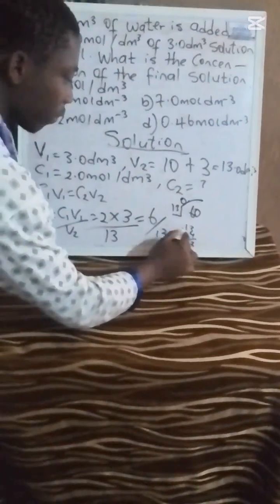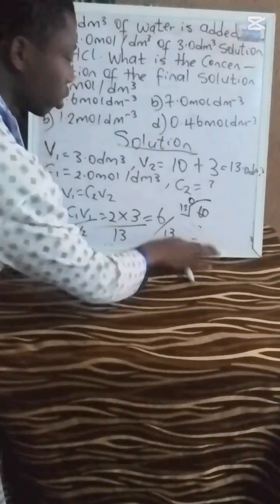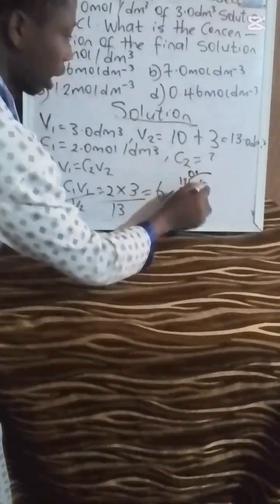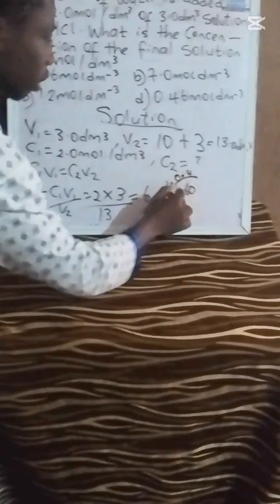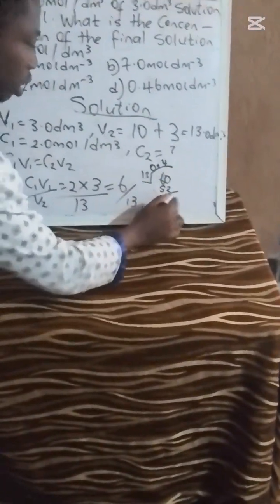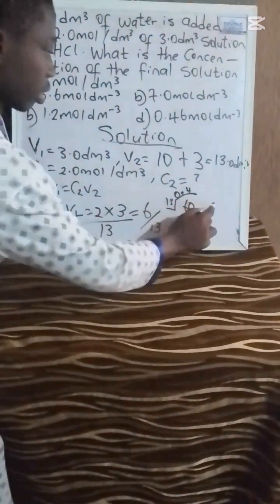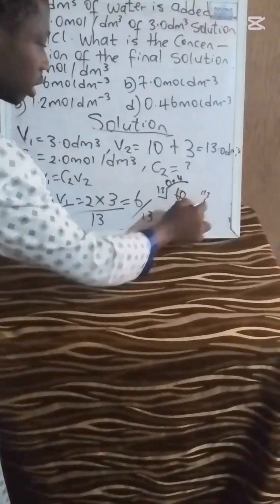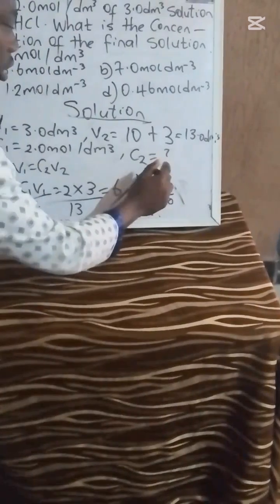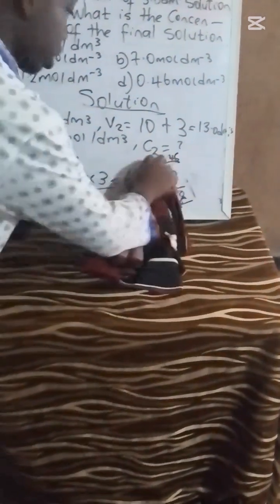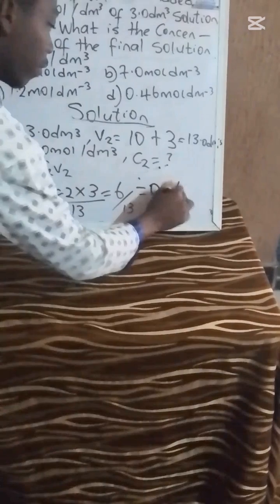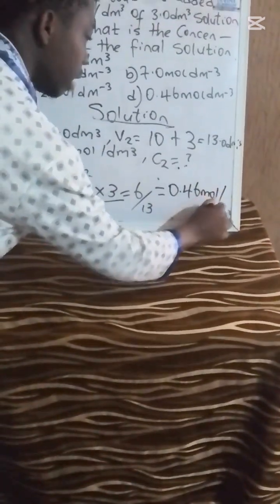4 times 13 is 52. When you subtract, it will give 8. 30 cannot go into 8, add 0. 13 into 80, I think 6 is close. 6 times 13 is 78, which gives 2, and the list goes on. Let's wipe this quickly off. So you can see we got 0.46. Therefore, our answer is 0.46 mole per dm cube.